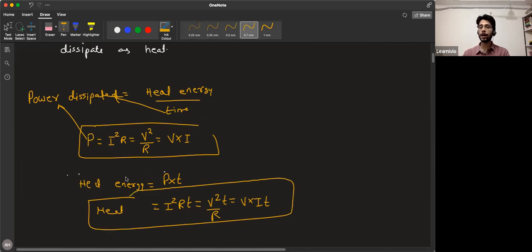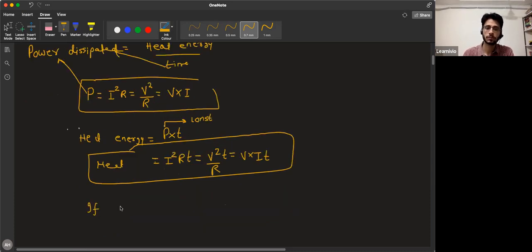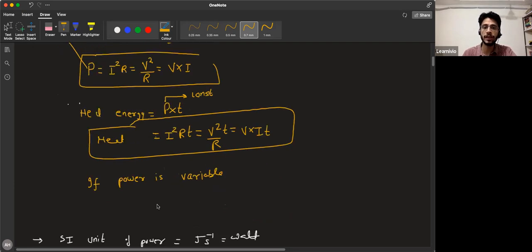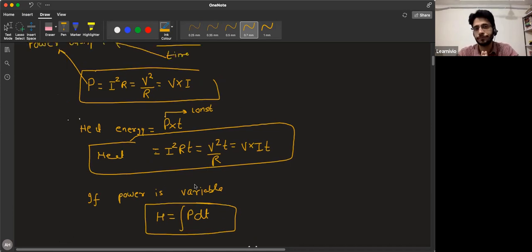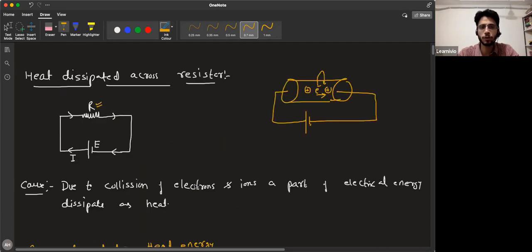We can multiply power with time only if your power is constant. If your power is variable, if electrical power is variable, then we don't multiply, we just integrate. Then we write heat as the integral of P dt. So this is the relation between power and heat. Just note it down and do some numericals.